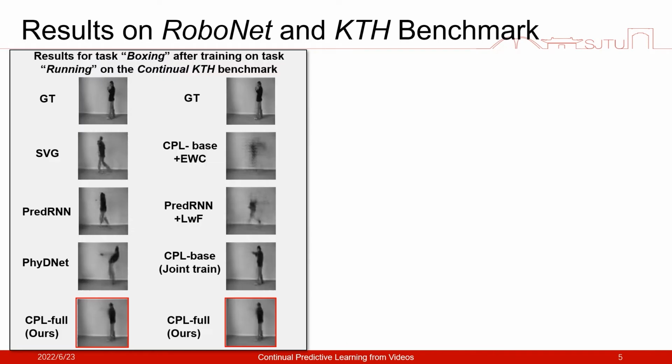We also conduct experiments on the robotic benchmark RoboNet and the human action benchmark KTH in a continual setting, and compare our method with existing video prediction methods and their combinations with classic continual learning methods. The left side shows the qualitative results on KTH benchmark for the first task boxing after training on the last task running. Our method is the only one to predict the right action.